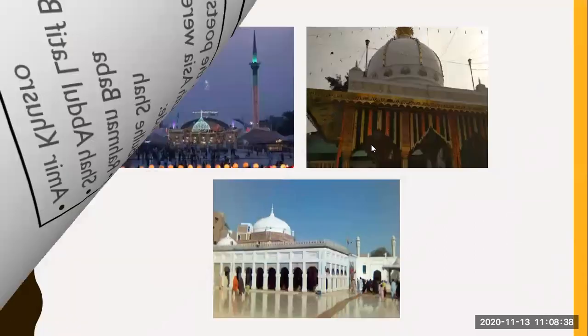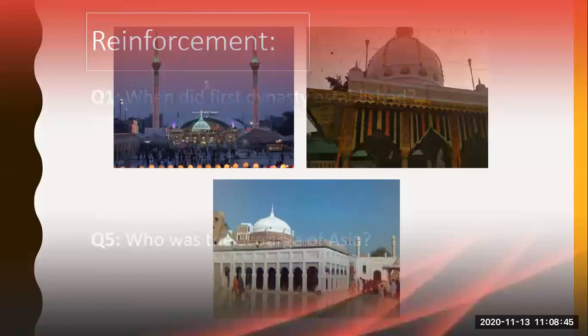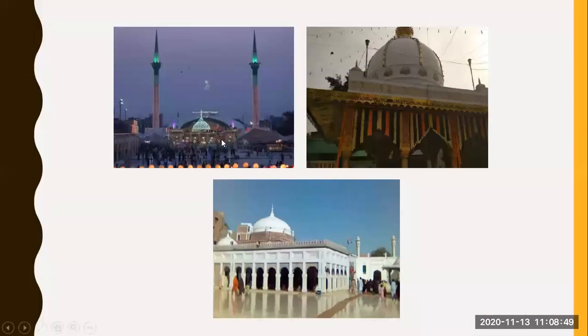Here are some of the tombs or shrines of different Sufis in front of you. Okay, so let's have a quick review. In this chapter, we learned about many of the Muslim rulers who ruled over South Asia, from Muhammad bin Qasim to the Mughals, right? So should we start the review now? Should we start the question and answer?